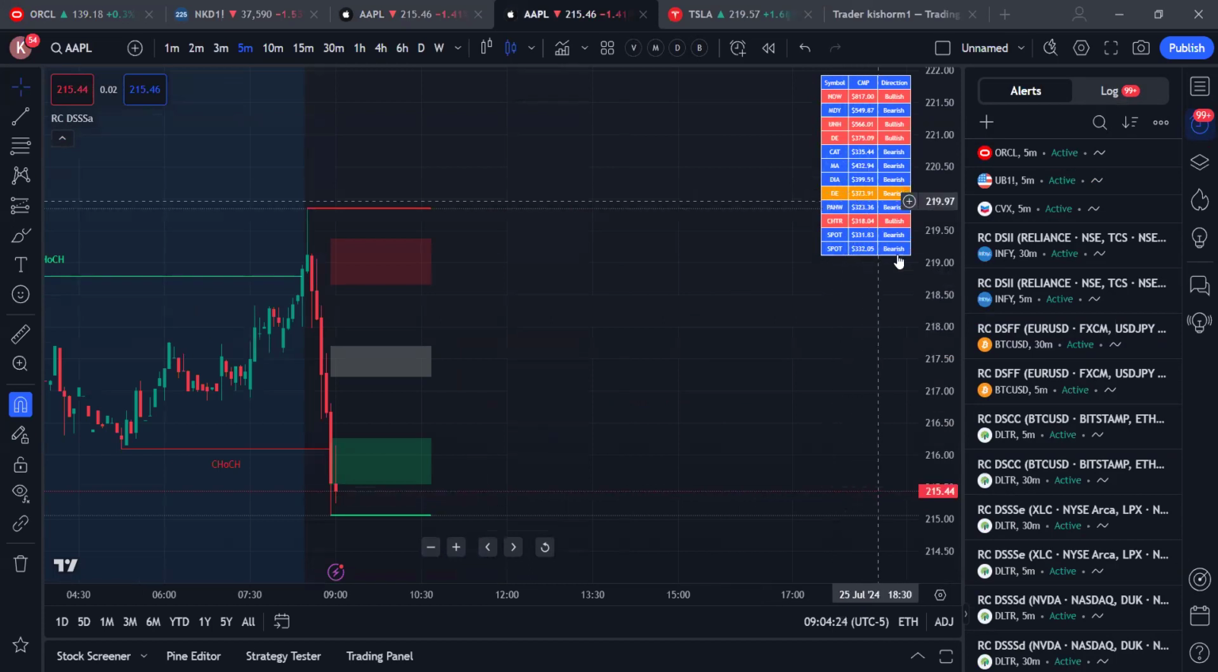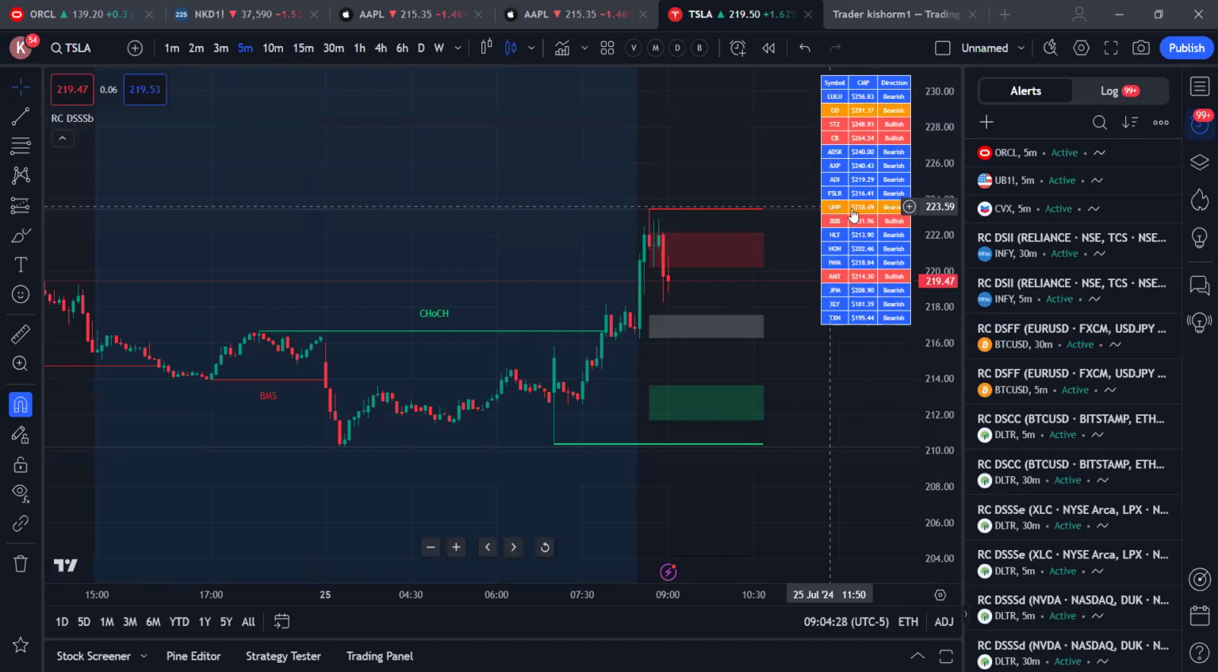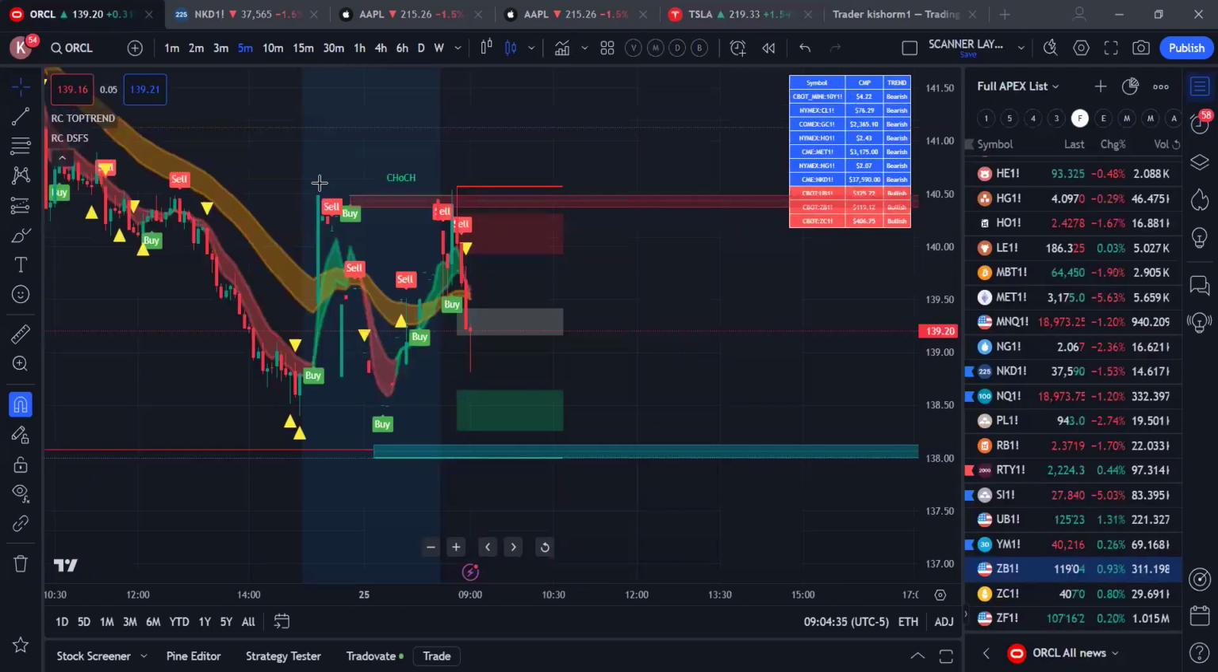Here we have DV in the orange color. Here we have GD in orange color, UNP in orange color. So let us go and check them.